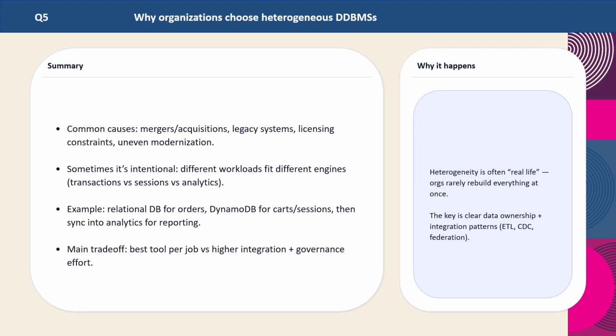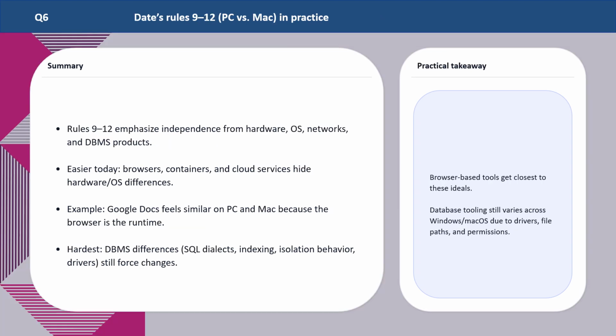For example, a retailer may use a relational database for orders, DynamoDB for cart and session, then move data into an analytics platform for reporting. So the trade-off is you get the best tools for the job, but you pay for it with higher integration and governance effort. Moving on to the next one, which talks about Date's rules 9 through 12 and how realistic they are.